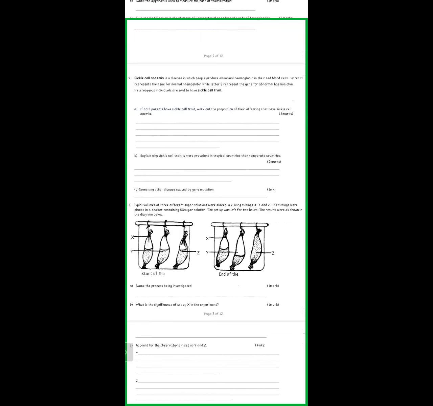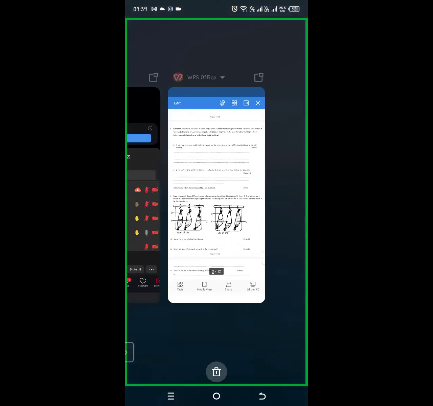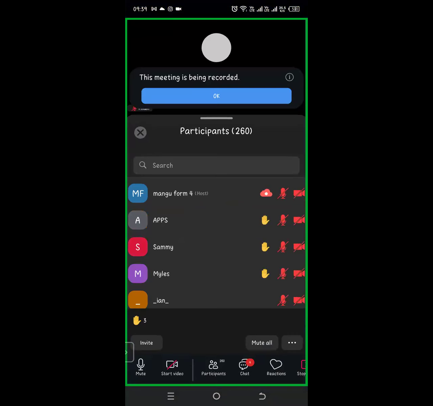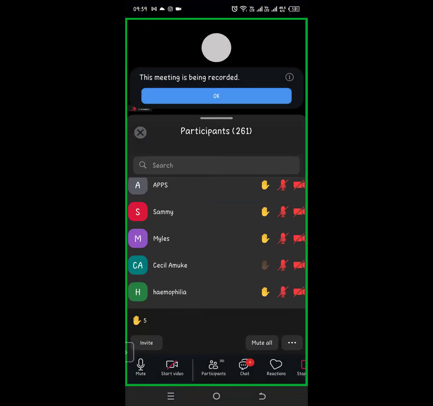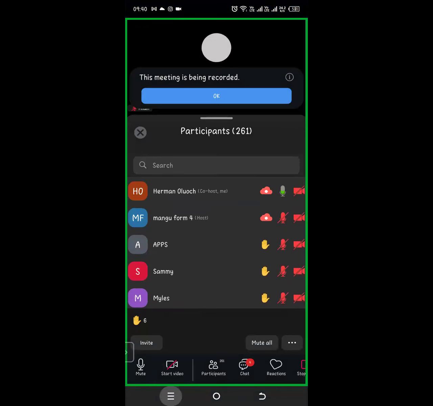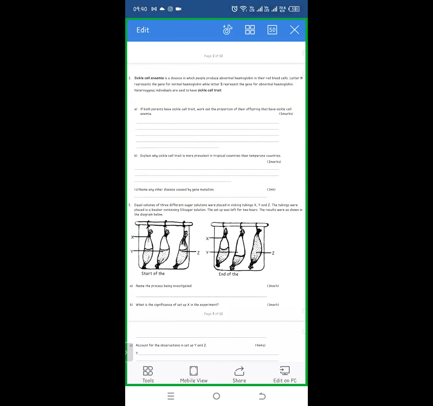Part C. Name any other disease caused by gene mutation. So other than sickle cell trait, what is the other disease caused by gene mutation? Yes, I can see Sami. Sami, you can unmute and speak. Seems he doesn't want to unmute. Yes, I can see someone written here, hemophilia. So we have hemophilia as another example of a disease caused by gene mutation. I think we can proceed to question number 3.